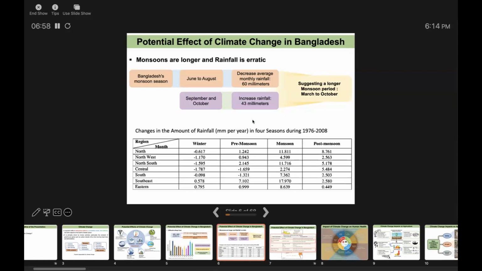In different parts of the country, we can see the changes in the rainfall pattern from year to year. It has diversified: sometimes it increases and sometimes it decreases. It decreases in the winter season, but in the monsoon, it increases. Depending on the location, in the north part the rainfall amount also increased remarkably. And in the southeast part, there was a very high increase compared to other regions during the monsoon season.